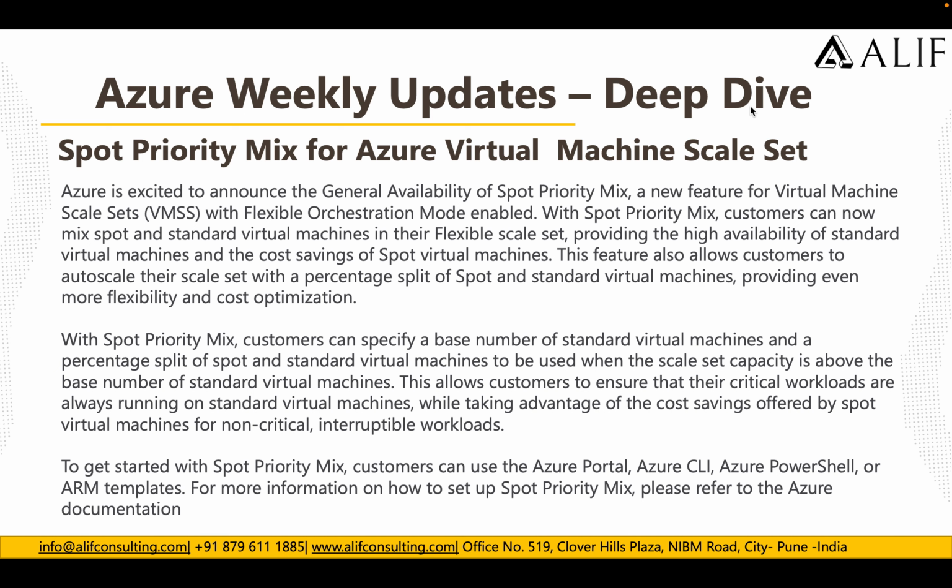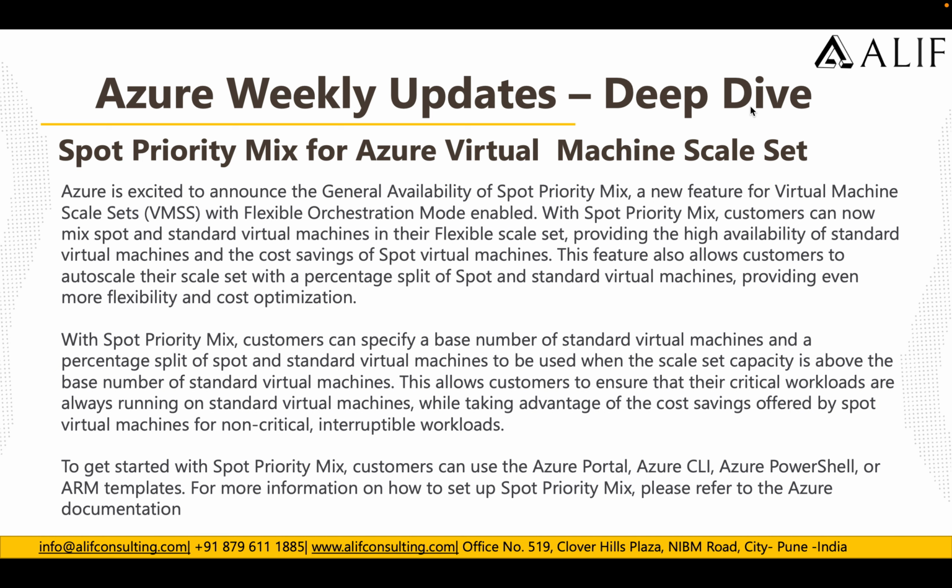So earlier you didn't have this option, right? As I told you, the spot VM option was there with the VM scale set, but you didn't have a capability to mix them. You could either use spot VMs or only use standard virtual machines. But now this has been changed. With the flexible scale set, you have the option to mix both of them by using the spot priority mix option, which allows you to mix spot VMs and standard virtual machines in the scale set, providing the high availability of standard virtual machines and the cost saving of spot virtual machines.